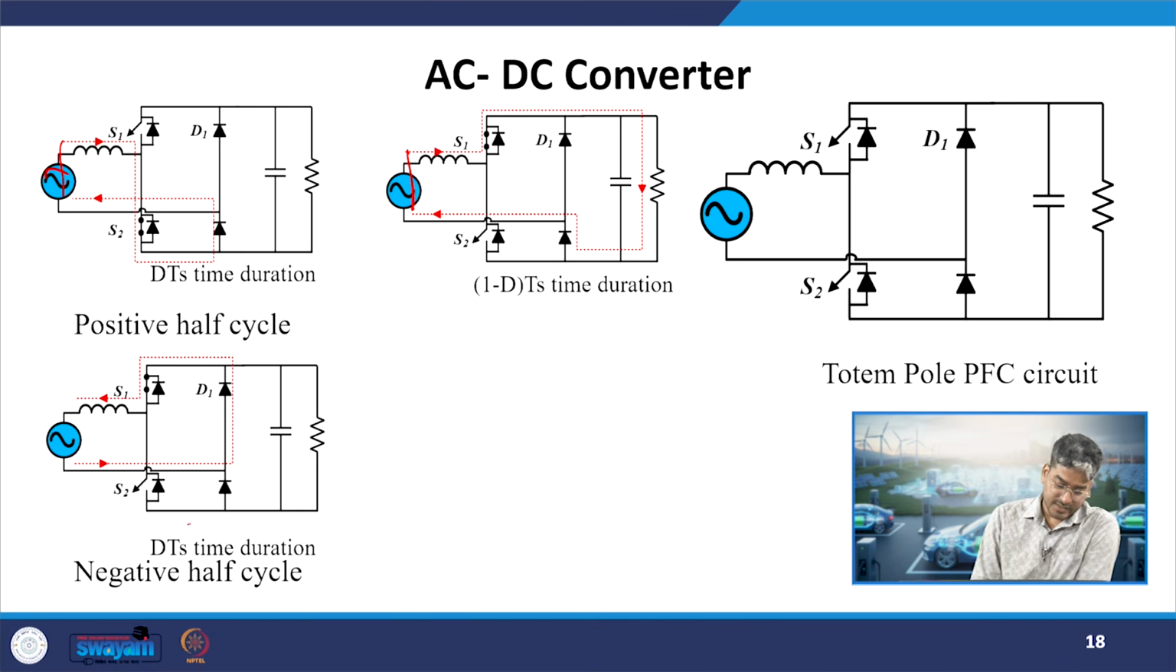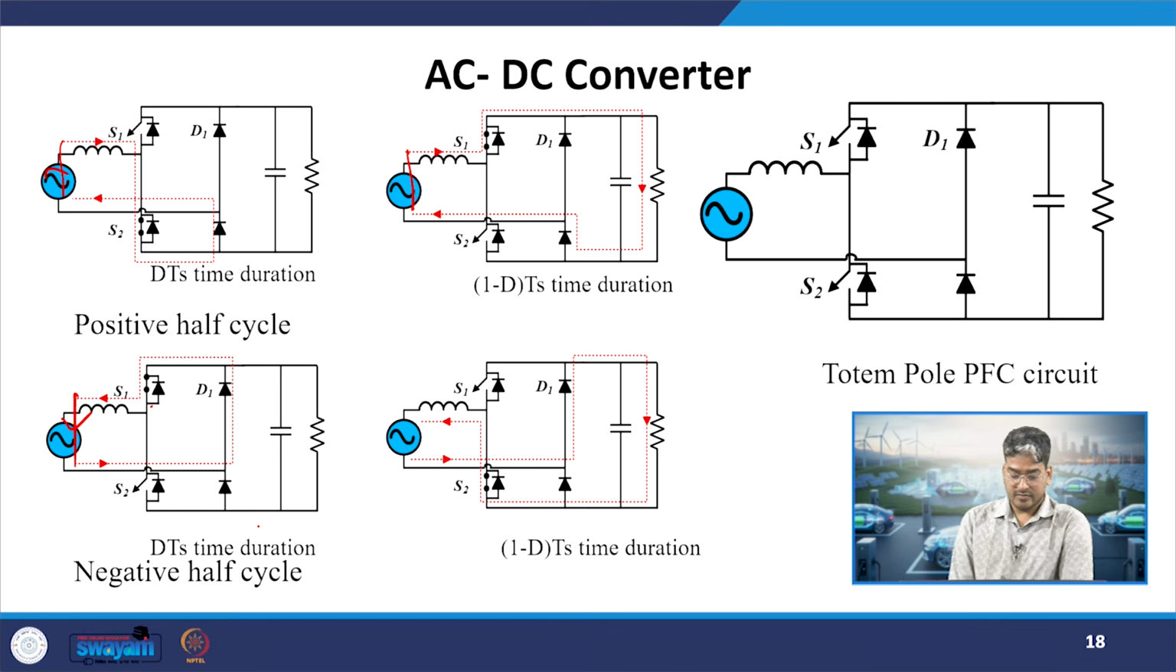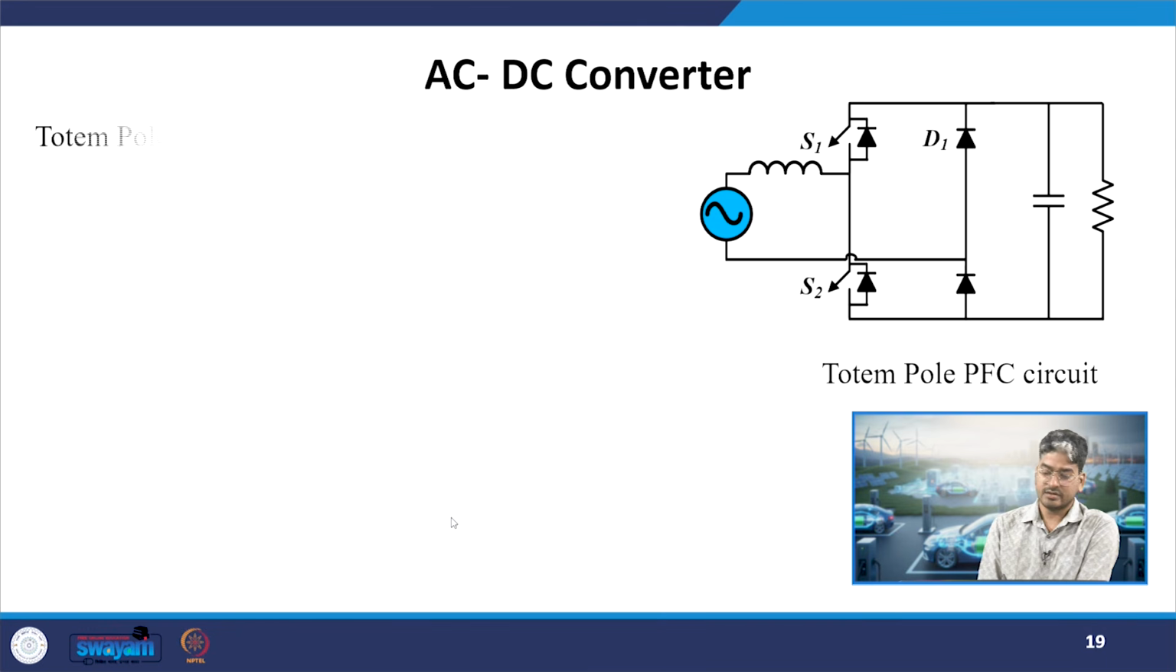In the negative half cycle, if you see, for charging, I will be turning on S1. So, it will be flowing through this path, and for discharging I will turn on S2. Okay. So, if you see over here, the switches are operated at high frequency and the diodes are subjected to the same amount of current when they are discharging.